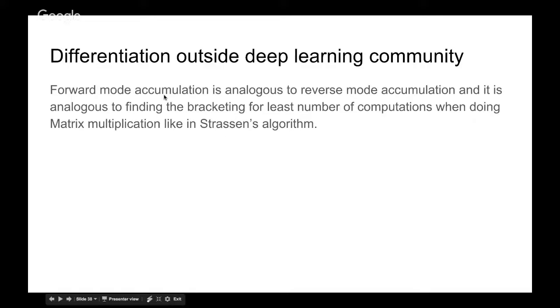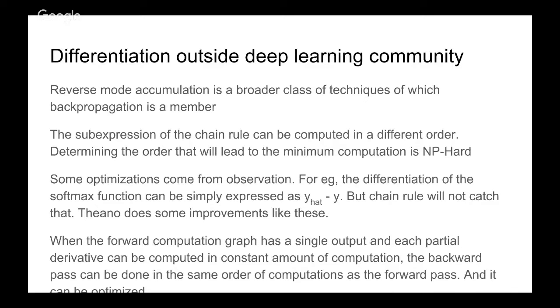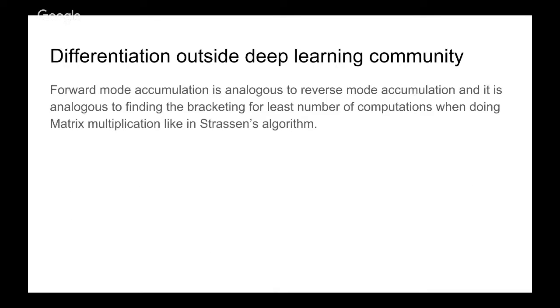So the book talks about reverse mode accumulation as one way to do it. Forward mode accumulation is also a set of techniques in which, instead of going from the last step to the first step, you go from the first step to the last step.